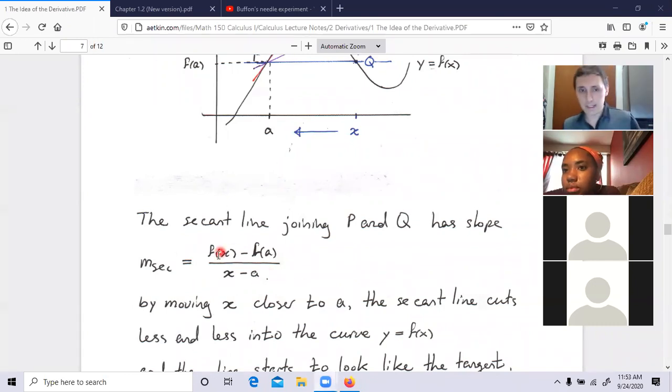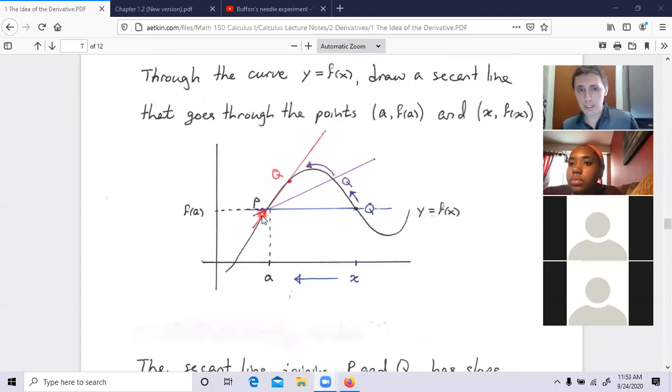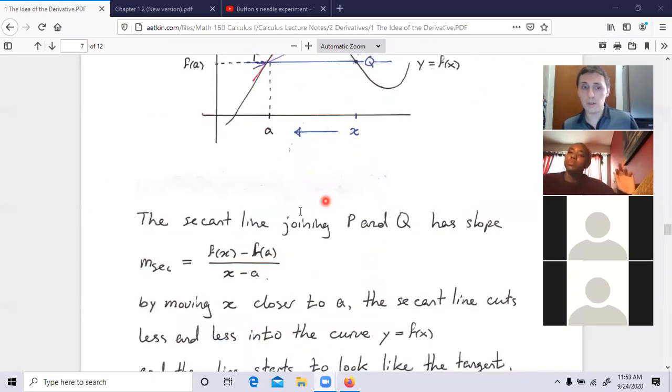So that's my secant slope. I just picked one fixed point. I want the slope through P, and I pick another point Q. And I use the 2 points to calculate slope. So it's f of x minus f of a over x minus a.